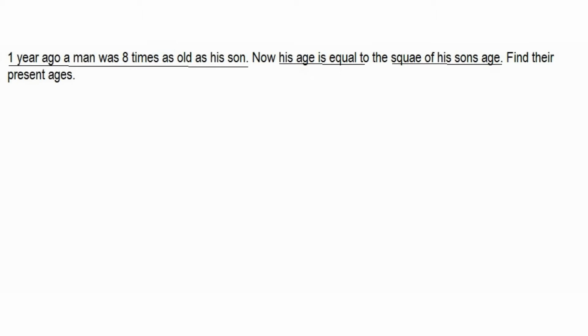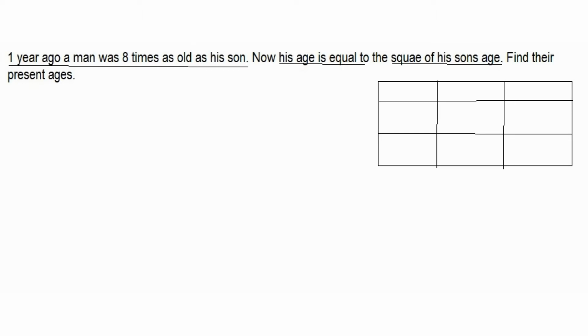So let us go ahead and make a nice table for this particular problem. In this particular question, there are two people. One is the man and then there is his son, right? So it's given that 1 year ago, the man was 8 times as old as his son. So if his son's age was x, then his father's age was 8 times the son's age, that is 8x.